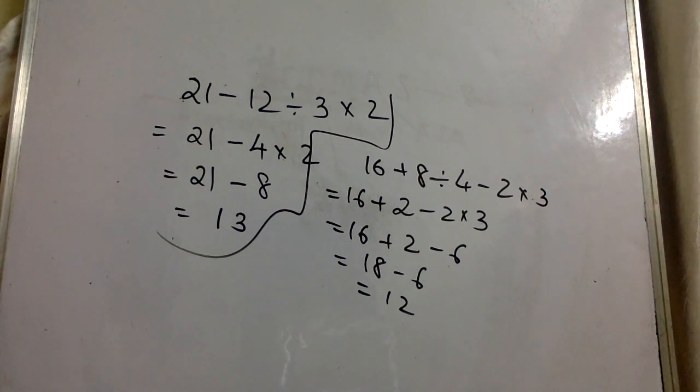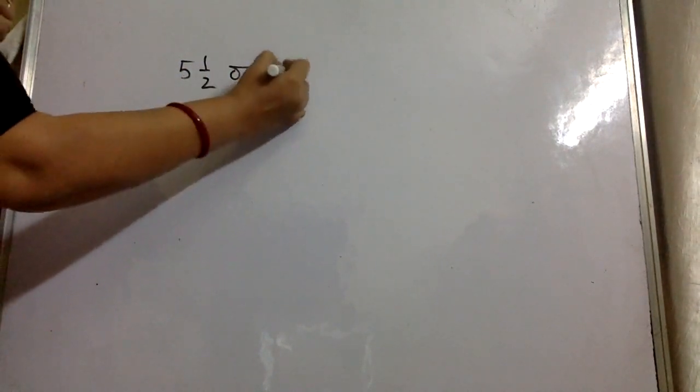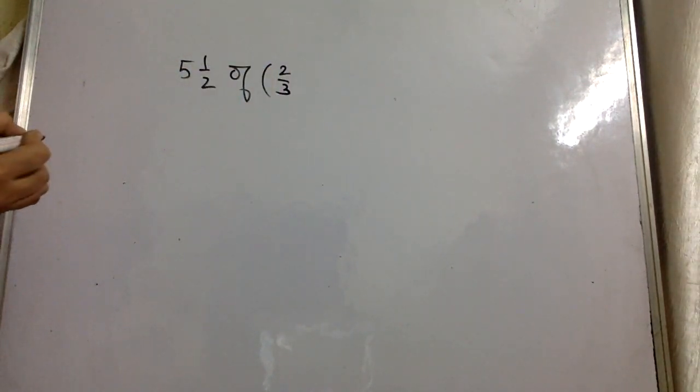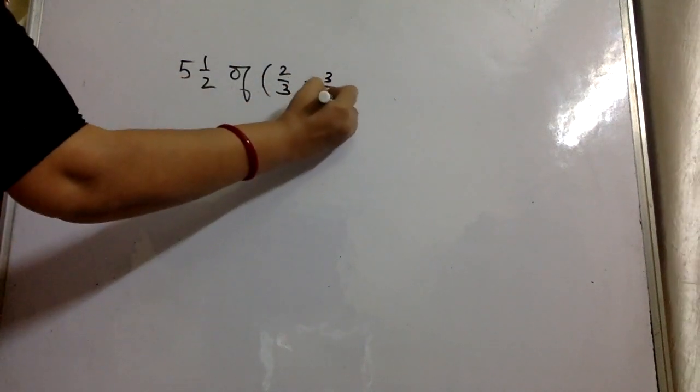Okay, now I shall be taking up a sum where there is going to be an "of". Okay, so let's see. Here is a question which has an "of" in it. 5.5 of 2 by 3 minus 3 by 5.